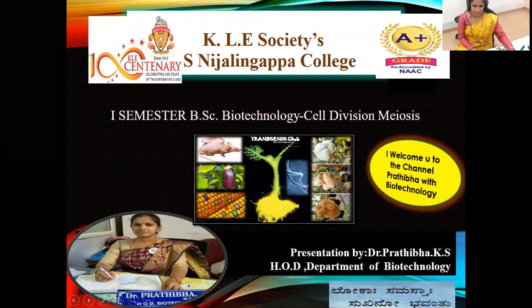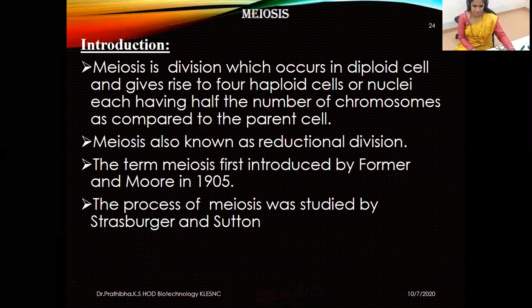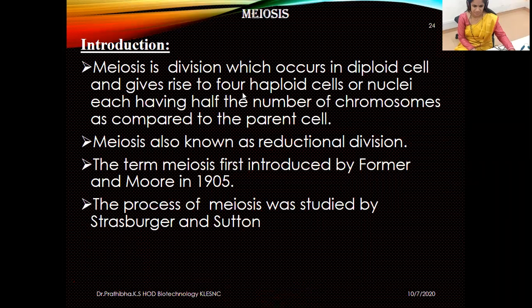Now let us go to the introduction part. Meiosis is a division which occurs in a diploid cell and gives rise to four haploid cells or nuclei, each having half the number of chromosomes as compared to the parent cell. Meiosis is also known as reductional division. The term meiosis was first introduced by Farmer and Moore in the year 1905. The process of meiosis was studied by Strasburger and Sultan.